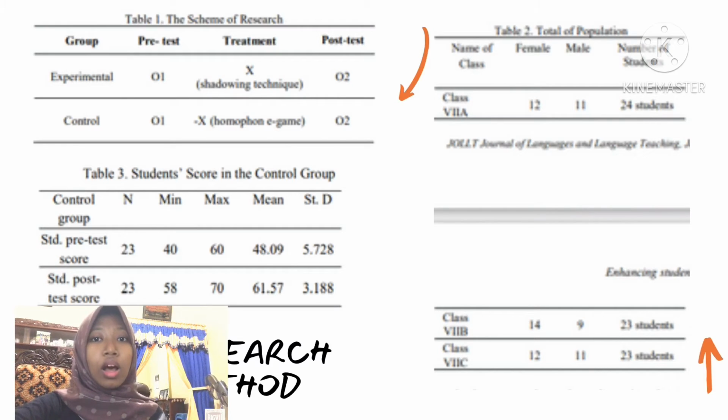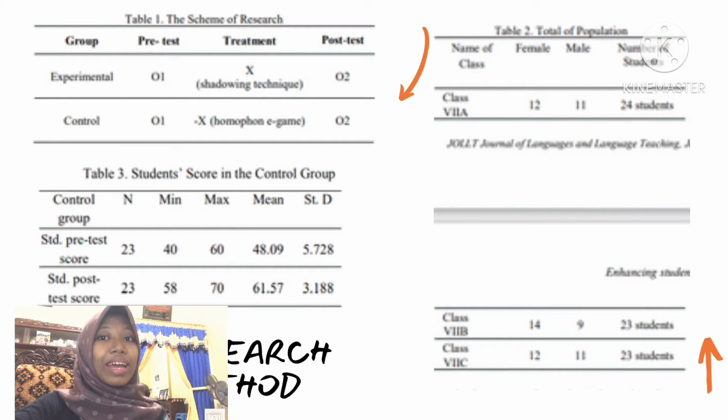In the study, the population includes the 7th grade students of junior high school number 2 Pujut in the academic years 2018-2019. From table 2, you can see in this school there are 3 classes, namely 7A class consists of 24 students, 7B class consists of 23 students, and 7C class consists of 23 students. The total population includes 70 students.